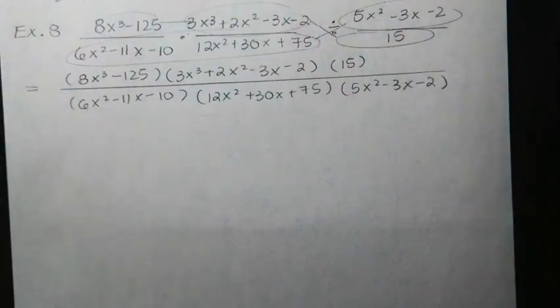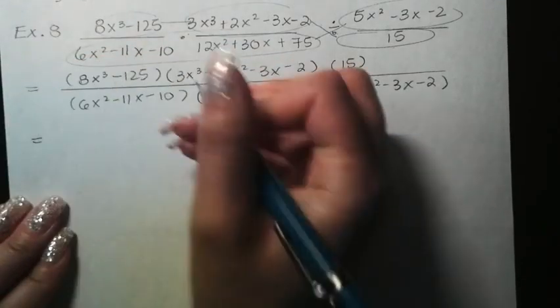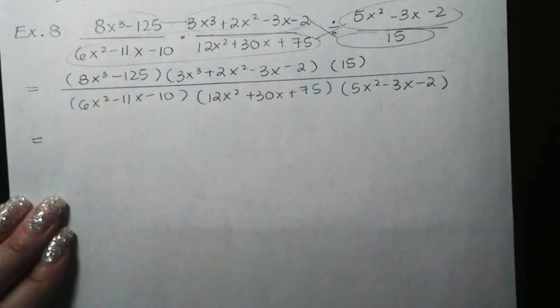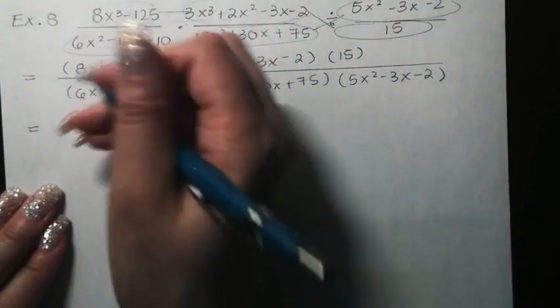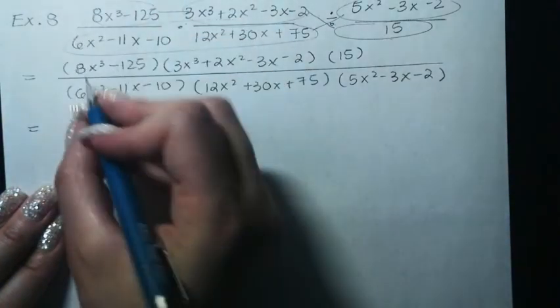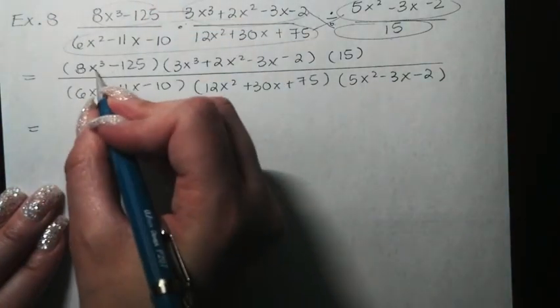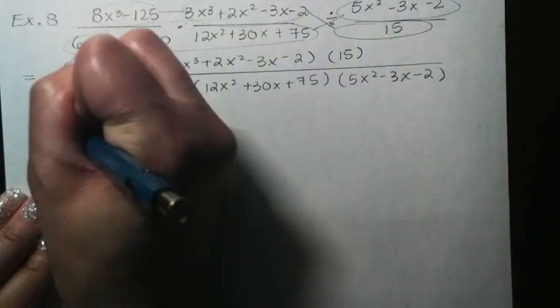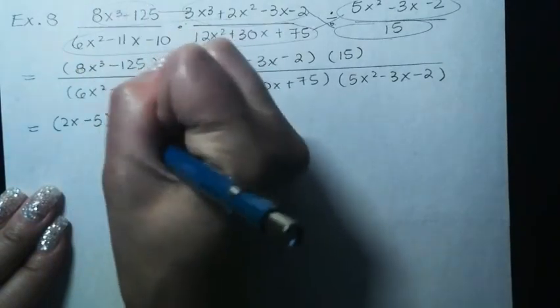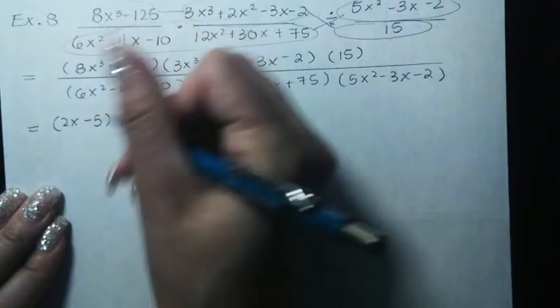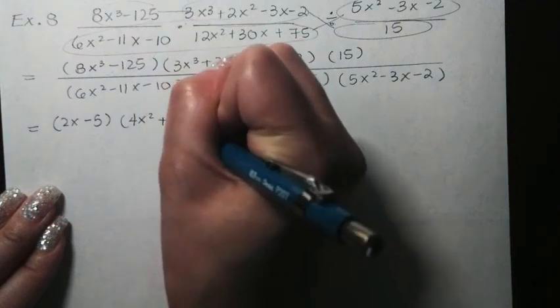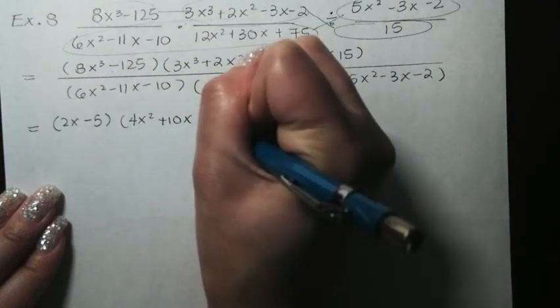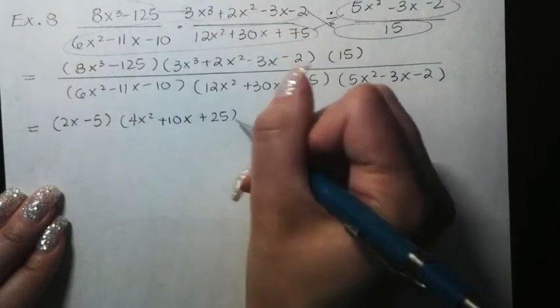So now what? You're like, well, I don't know. Let's start with this one. What are you seeing there? Well, for me, I see the difference of cubes. So you recognize that that's the difference of cubes. 2 cubed is 8, x cubed is x cubed, 5 cubed is 125. So what do you have here? You have 2x minus 5 times 4x squared, then you multiply this times this, so it's plus 10x plus 25. So this guy became all of this.